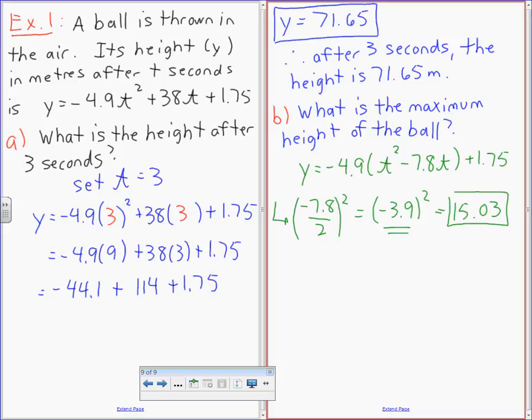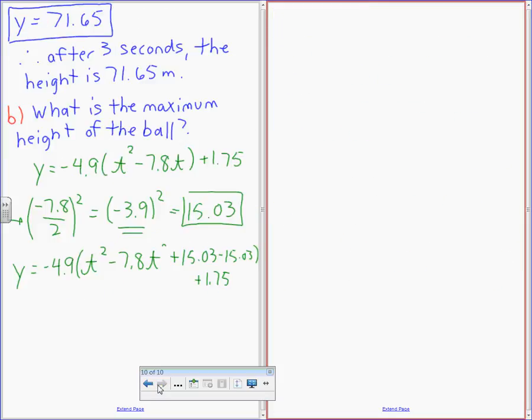So then you put that in the next equation, so my number was a little bit different. Y equals negative 4.9 bracket t squared minus 7.75t plus 15.1 minus 15.1 and then bracket 1.75. Okay, yeah, Spencer, what he did is instead of going to 7.8, he went to 2 decimal places, so his answer was a little bit different.